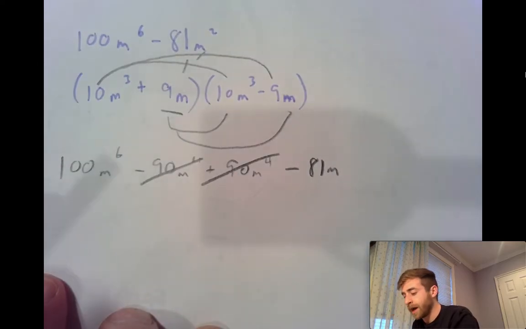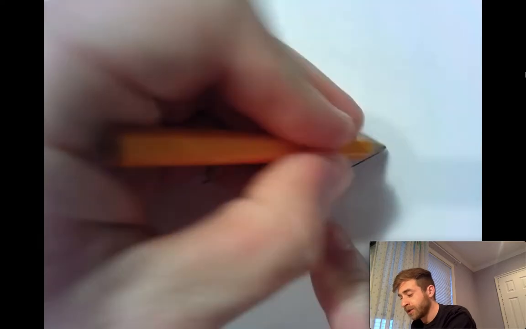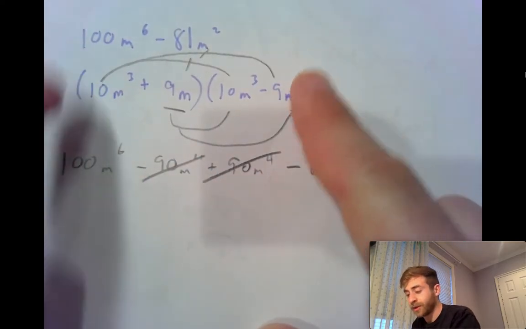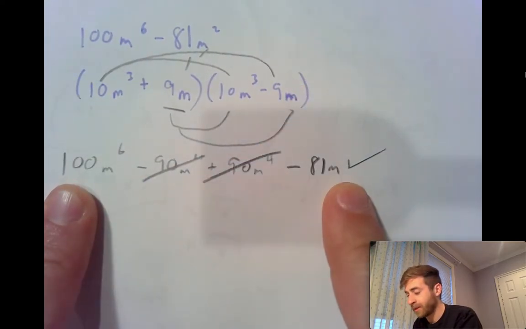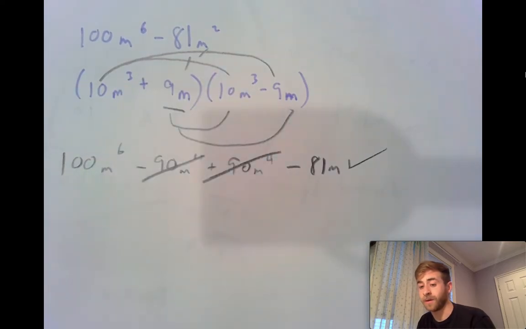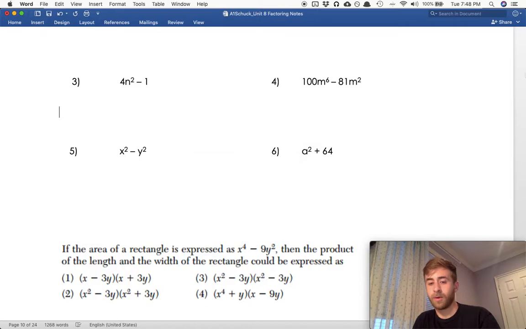And so we got back, when we did our check, right, this is just the check, we got back to the original, 100m to the power of 6 minus 81m. So we know that we did difference of perfect squares correctly there. Let's keep going, though, and that's going to be my last check of the video.